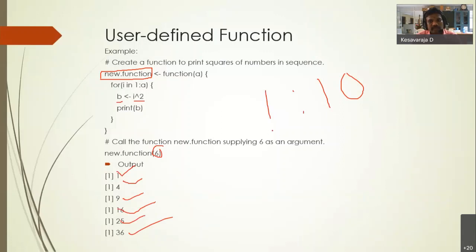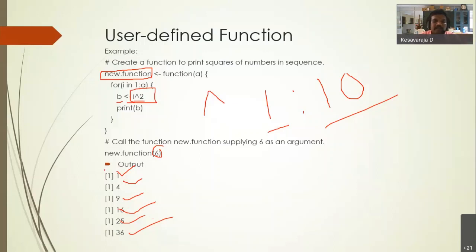The colon is used to create a sequence. So i in 1 to 6. The caret is a symbol we use to provide power. So b equal to i power 2, that is, i square. It prints 1 square 1, 2 square 4, 3 square 9, 4 square 16, 5 square 25 and 6 square 36. So it's a basic user-defined function.